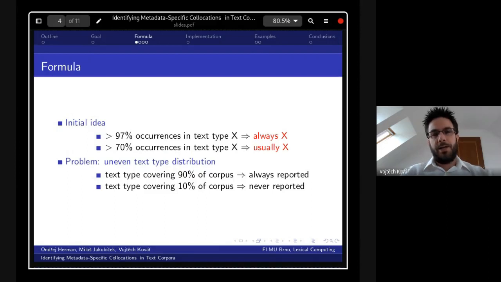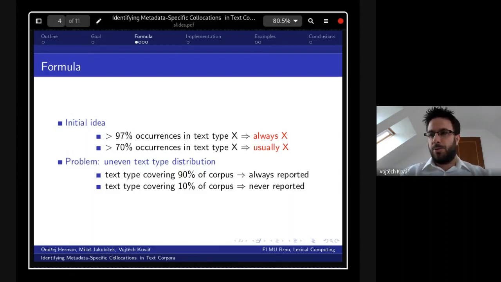The initial idea is that if some large percentage of occurrences occurs in some text type, I say X in the slides, but you can imagine that it's zoology. For example, if more than 97% of occurrences lie in zoology, we would say that the collocation is always used in zoology. If the number is still large, but it's not close to 100%, we would say that the collocation occurs usually in zoology.